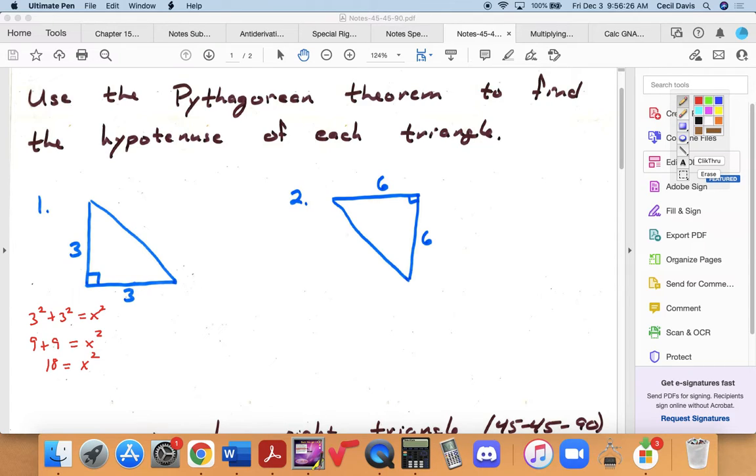So now I need to simplify the square root of 18. The easiest way to do that is to remember perfect square factorization. It's always faster, and this is a pretty small number. I know that 9 goes into that twice. This is 3 square roots of 2.